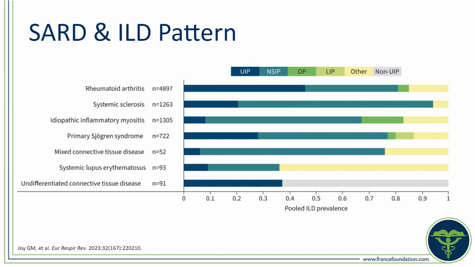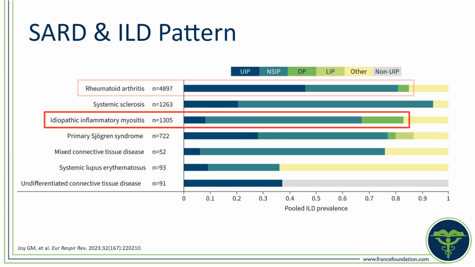Organizing pneumonia is less common. Most frequently, we see this with our myositis patients and occasionally in rheumatoid arthritis or Sjogren's.